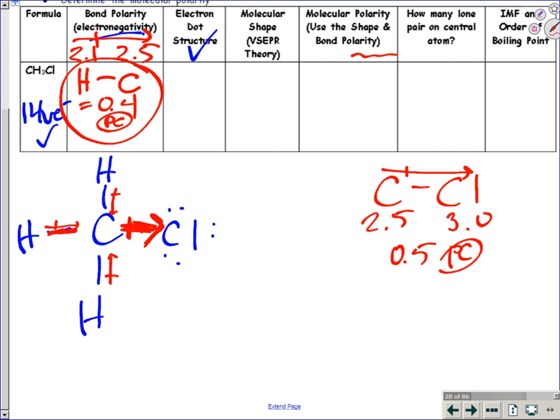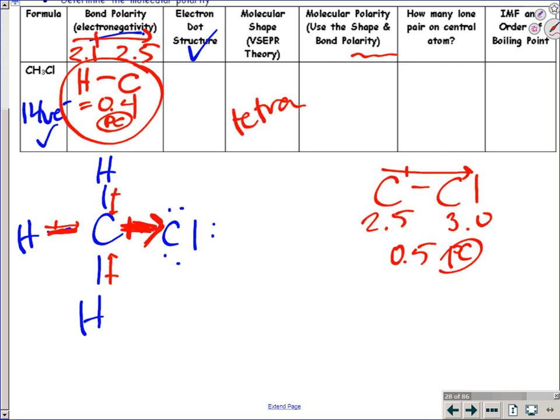All right, so check, we've got bond polarity covered. Check, we've got electron dot. Molecular shape. Can you tell me this has a central atom with 4 ligands? What's the shape? And do you have to look at your sheet for that one? If you know it, you know it, okay? But check your sheet just in case.